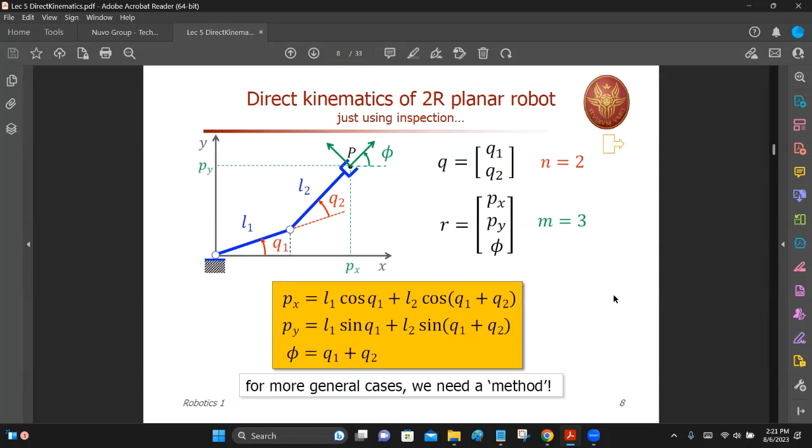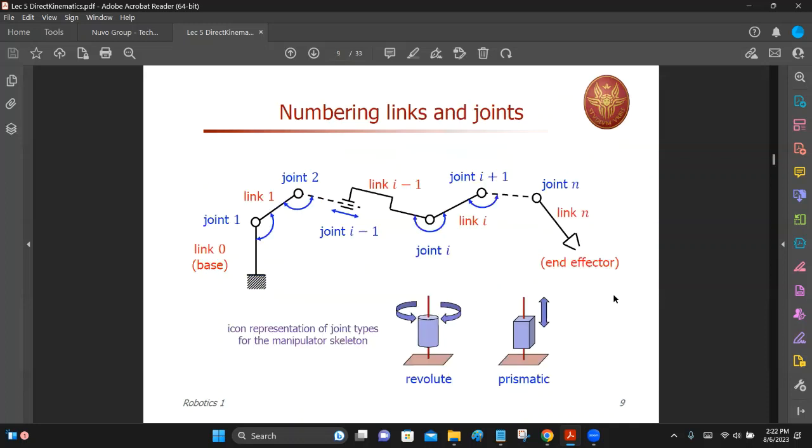So we need something more elegant so that we can consistently apply it for any manipulator. As I already mentioned earlier, there should be some sort of convention for all of us to agree and abide by. Without that, we cannot proceed with this elegant mathematical framework. So this slide shows you that convention.